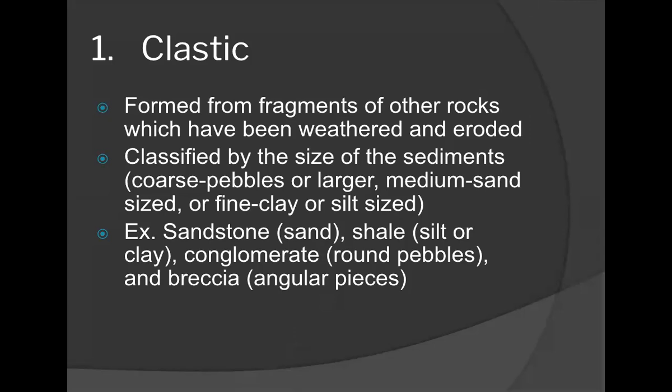Clastic is formed from fragments of other rocks which have been weathered and eroded. They are classified by the size of the sediment. So coarse pebbles are larger, medium sand sized, or fine clay or silt sized. So pebbles, then we go down, okay, sand sized, and then to clay or silt. So an example of this would be sandstone, shale, conglomerate, and breccia. Okay, those are some examples. So sandstone, sand, shale, silt, or clay. Conglomerate are round pebbles, and the breccia are angular pieces.